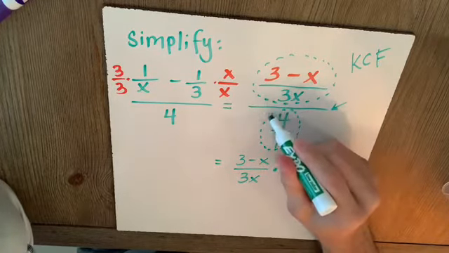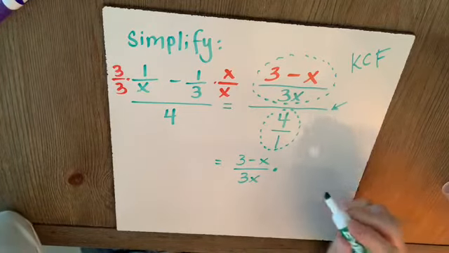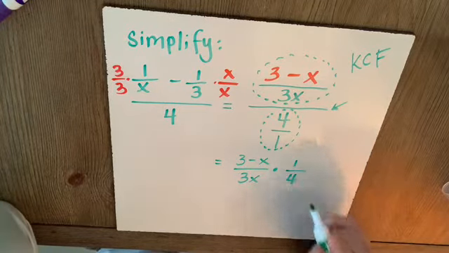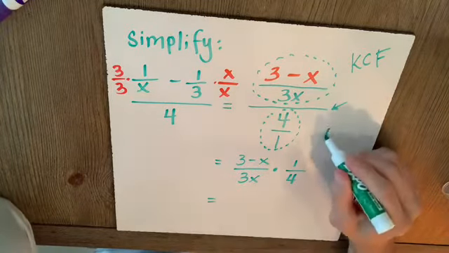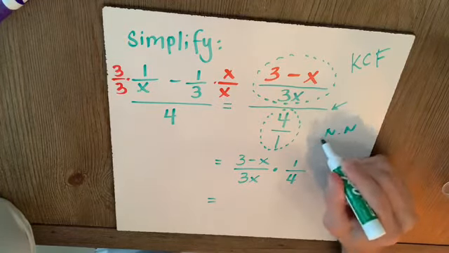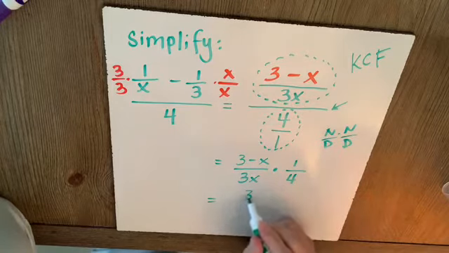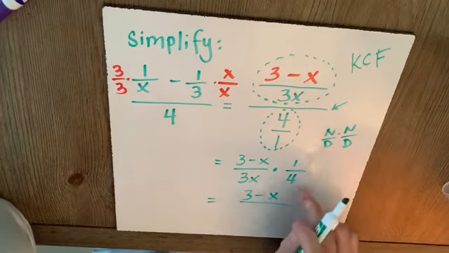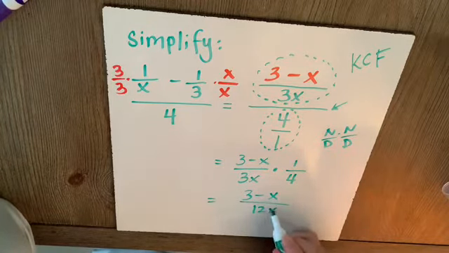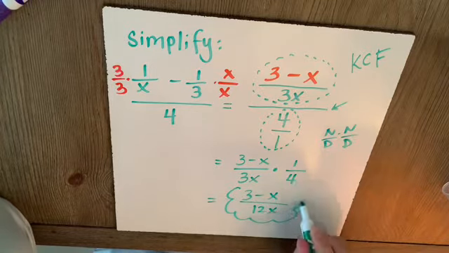You see why it was useful to me to write this as 4 over 1. Because now this becomes 1 over 4. Remember, the rule is numerator times numerator and denominator times denominator. So I'm going to say this is (3 − x) times 1 over 4 times 3x, which is 12x. And I have simplified this.